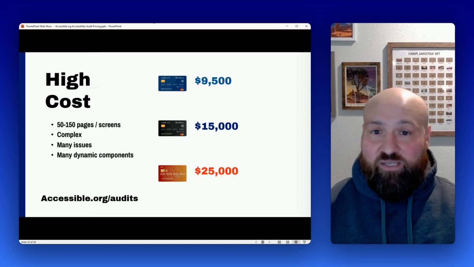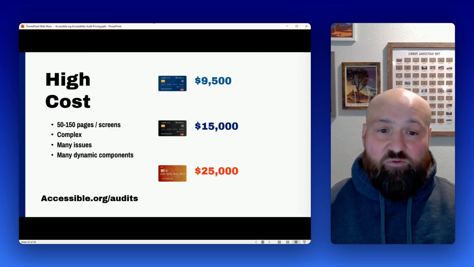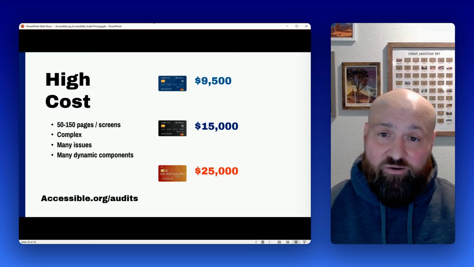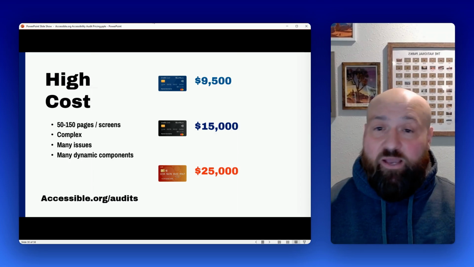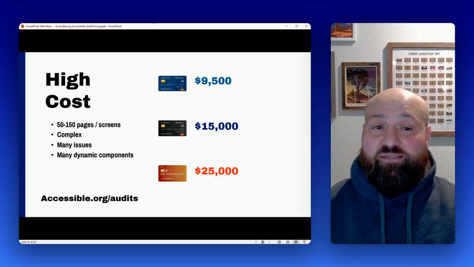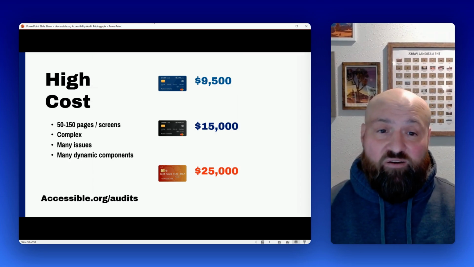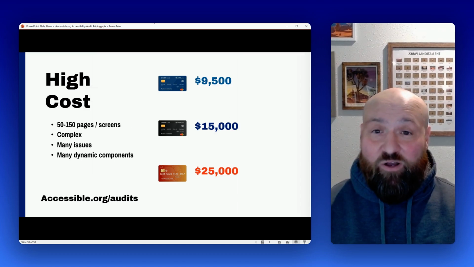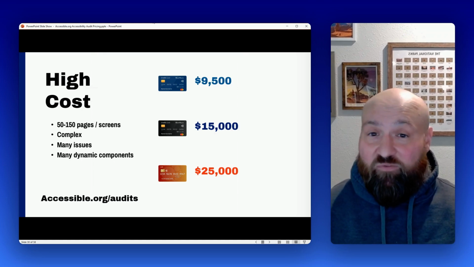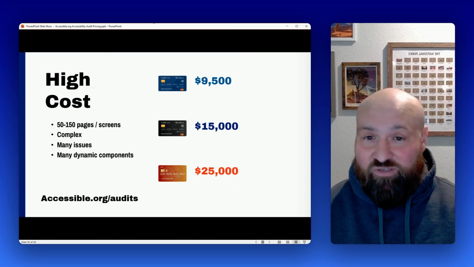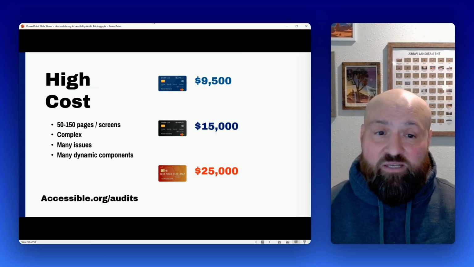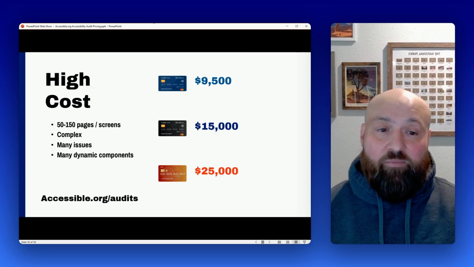Now, with platforms, here we're at the very high end of accessibility audit costs. And one reason is because platforms typically involve a lot of pages or screens. So here I have 50 to 150. It could be less, it could be even more. The point is that there are usually a high number of pages or screens. Of course, platforms are very complex for many of the reasons we've gone over. They're dynamic. We have different personas. There are all sorts of interactive elements, and typically platforms are going to come with more accessibility issues, and we've already talked about the many dynamic components.